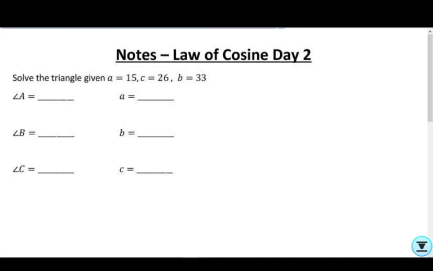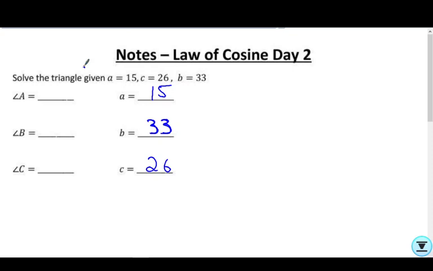Okay, so they asked me to solve the triangle, and they've given me sides A, B, and C. Side A is 15, side C is 26, and side B is 33. The first thing you have to check if you're given side, side, side is whether there are any solutions. There's an old rule that you have to check.